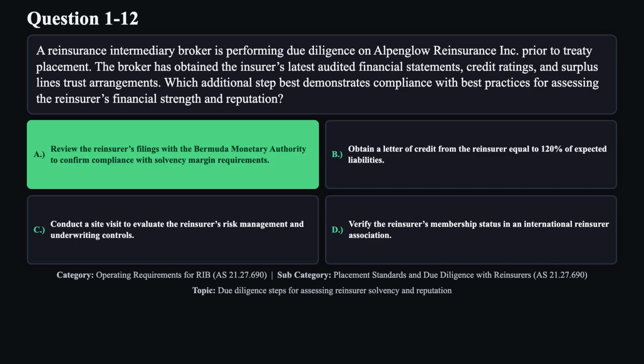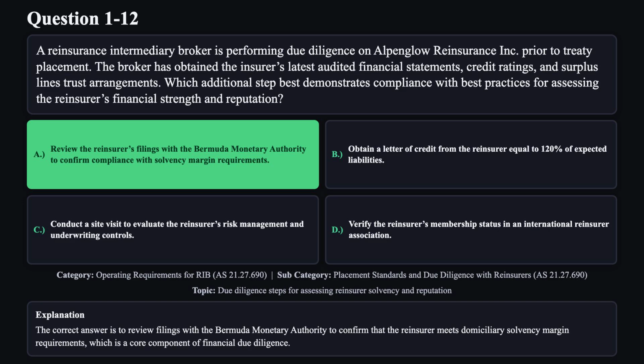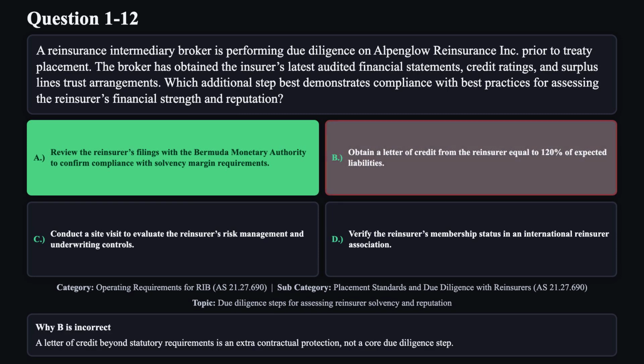The correct answer is A. The correct answer is to review filings with the Bermuda Monetary Authority to confirm that the reinsurer meets domiciliary solvency margin requirements, which is a core component of financial due diligence. Reason B is not correct.